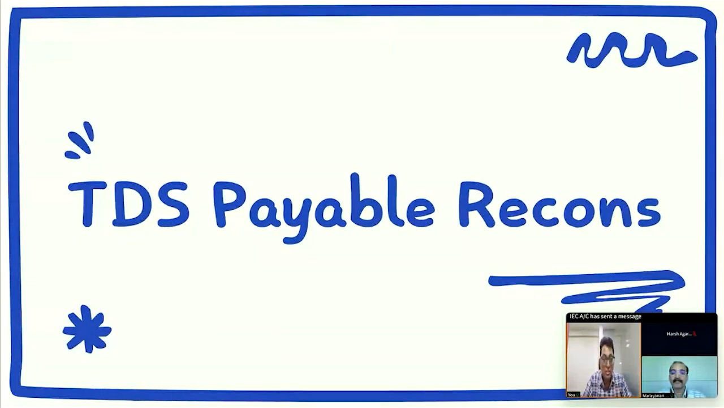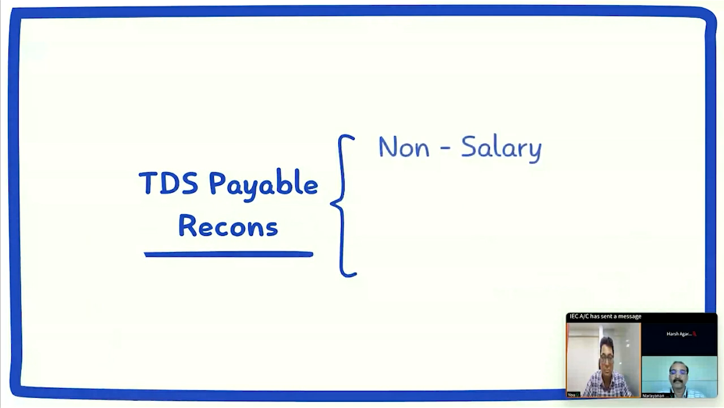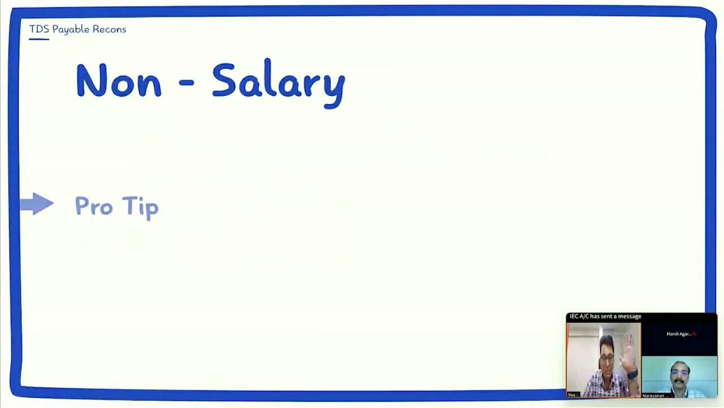So first of all, a pro tip. For TDS payable, there are two parts. There is non-salary and there is salary. For non-salary, everything is taken care of in books. For salary, it is taken care of in payroll.